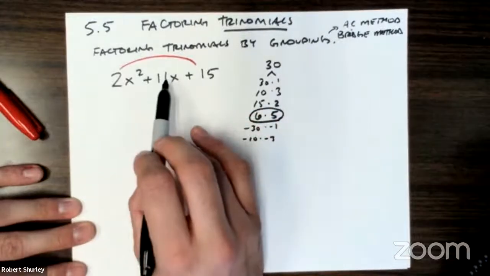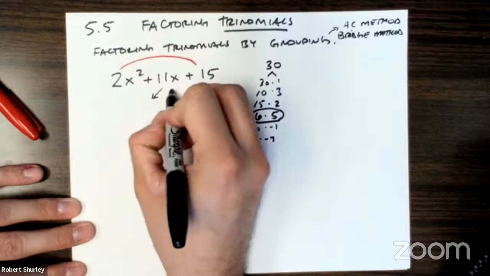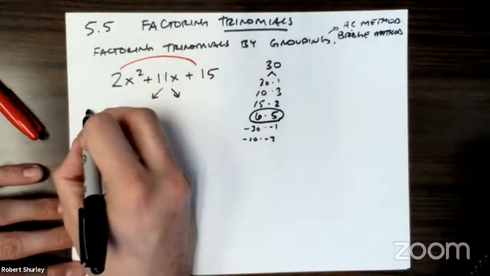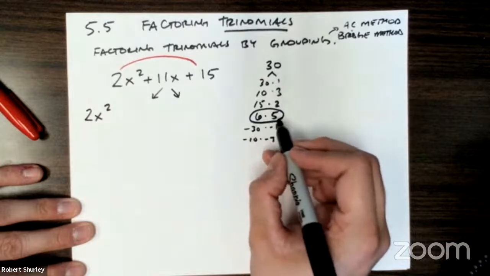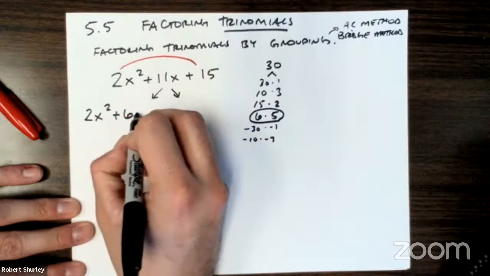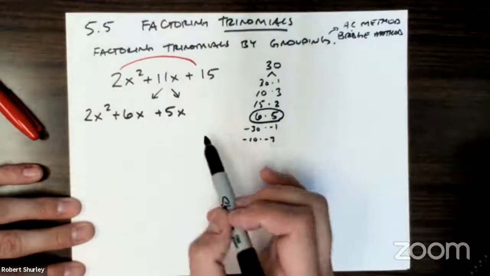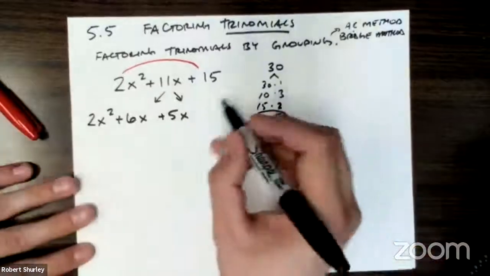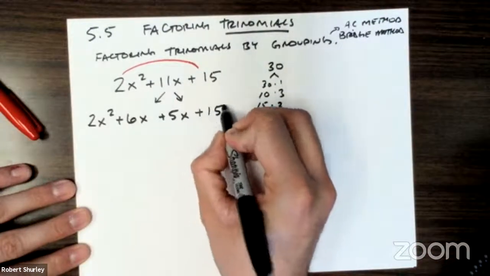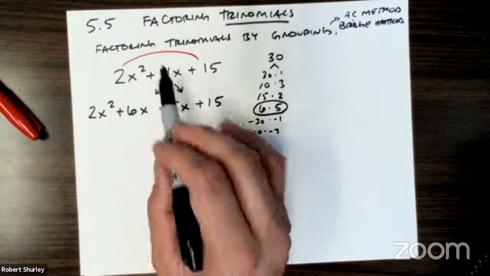So what we're going to do is we're going to split apart the 11x. We're going to write this as 2x squared, and we're going to write it as 6x plus 5x. Right? We haven't violated any math laws. 6x plus 5x is just 11x, right? But what that does is it creates the factoring by grouping.